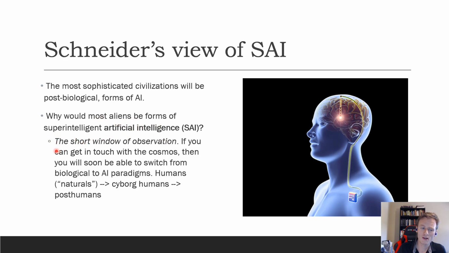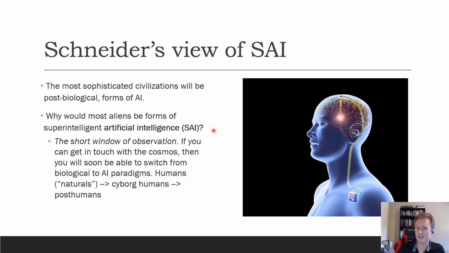One is the short window of observation argument. So this is very simple. It's the idea that if you can get in touch with the cosmos, then you will soon be able to switch from biological to AI paradigms. So this is at least true for the aliens that we would ever come in contact with.